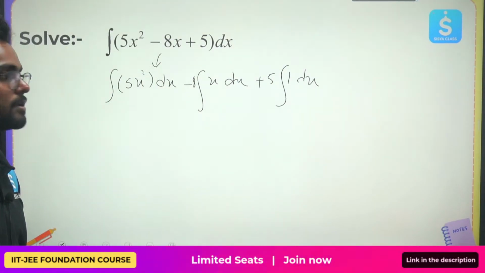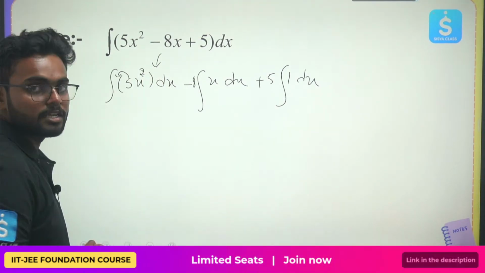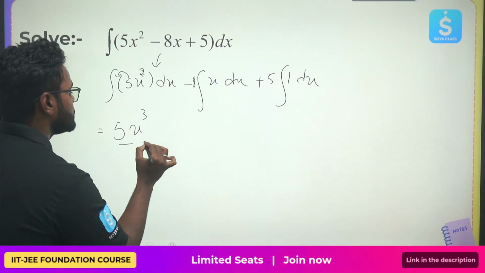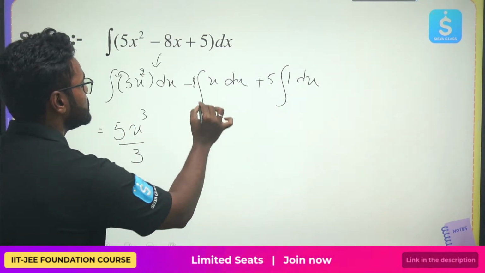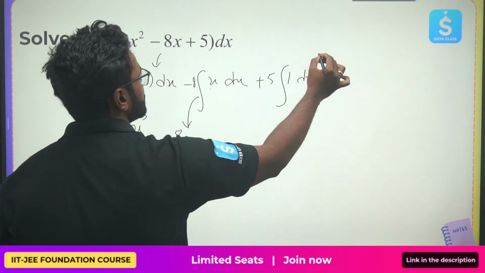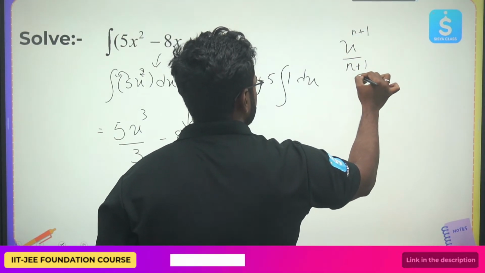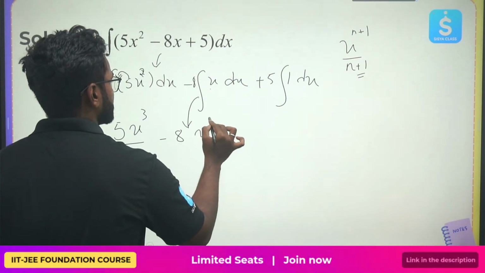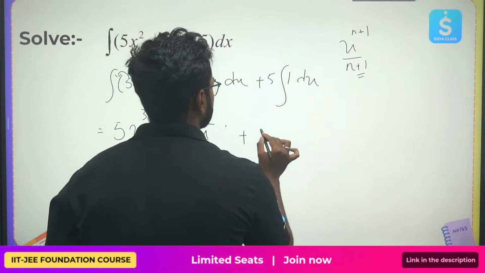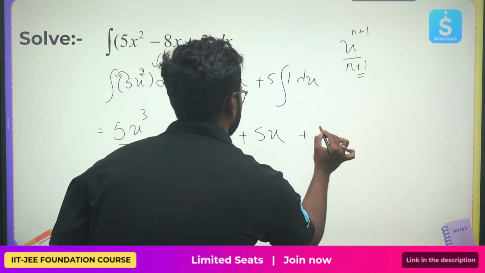Understood till here? Now let me integrate this. This is a constant, you can get this out. This should be 5x cube by 3. Okay, this should be minus 8 integral x dx, we know the formula, right? x power n plus 1 by n plus 1. That should be x square by 2 plus integral of 1 dx, which is x. Now coming to adding constants, plus c.